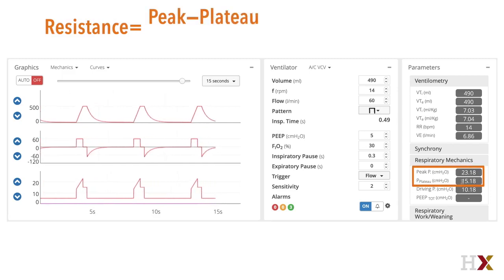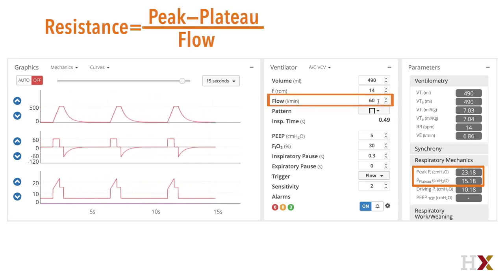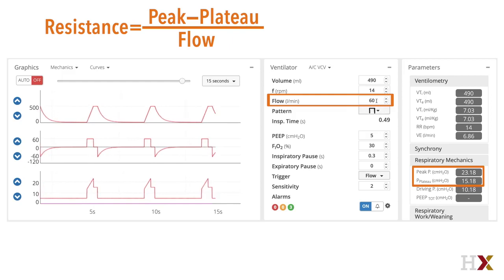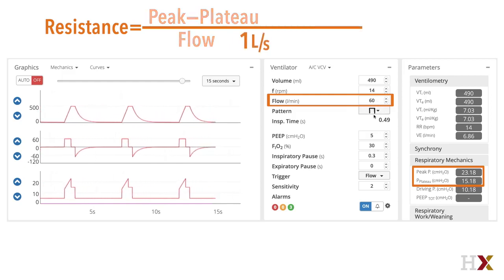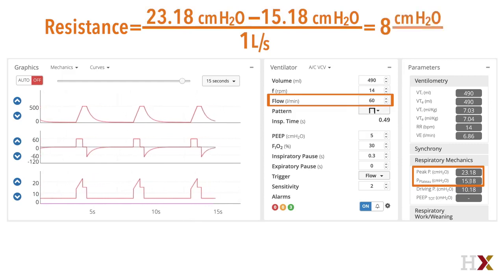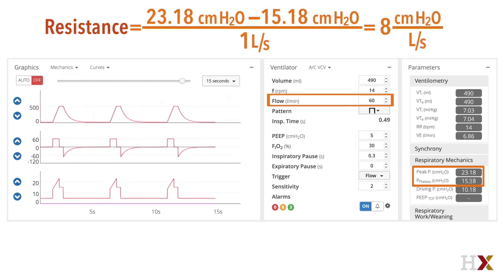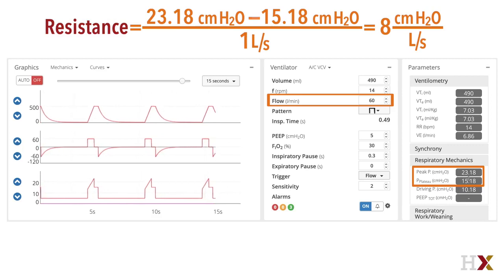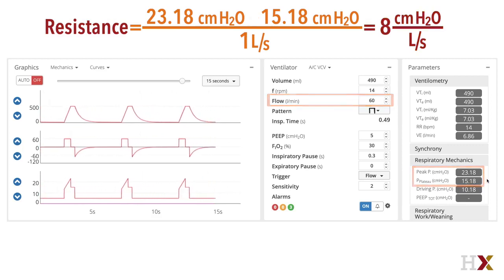Peak minus plateau divided by the flow in liters per second is resistance. Because we're using 60, this is 1 liter per second. So 23 minus 15, which is 8 centimeters of water, divided by 1 is 8. So the resistance of the patient's respiratory system is 8 centimeters of water per liter per second.